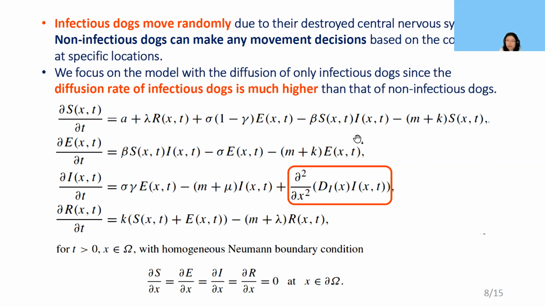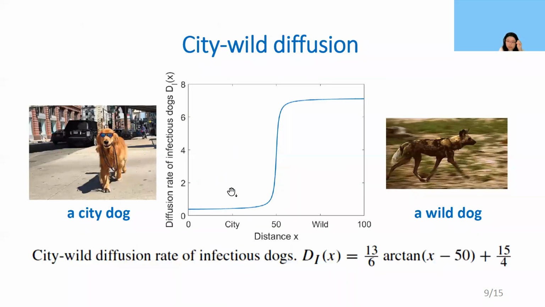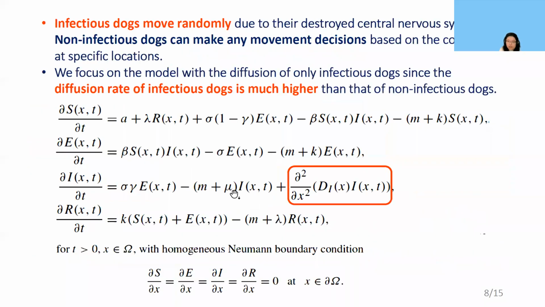M is the natural death rate, so in each equation we have this term. And mu is the disease-induced death rate. K is the vaccination rate, so both the susceptible and exposed populations can get vaccinated.